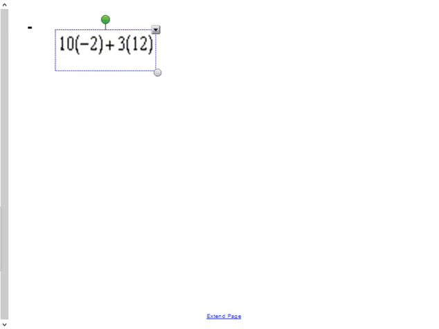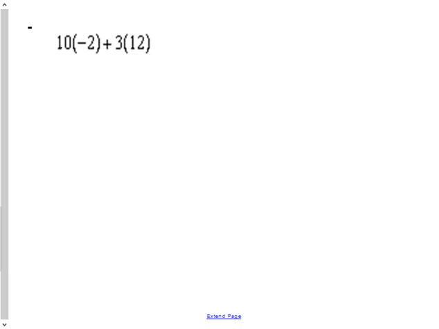Your next question is 3 operations. It is 10 times negative 2 plus 3 times 12. So I have 3 operations. The first ones I'm going to do are my multiplications, and I can do them in one step if I wanted to. 10 times negative 2 is negative 20. 3 times 12 is 36. So when I simplify the multiplications, I get negative 20 plus 36. 20 negatives plus 36 positives. I have more positives. How many more? 16. My answer is positive 16.